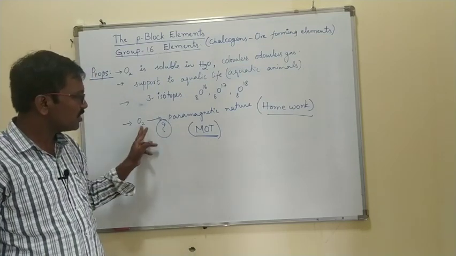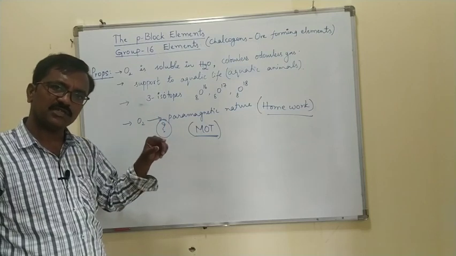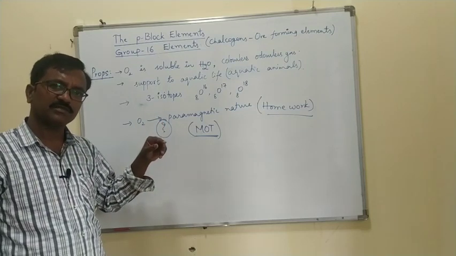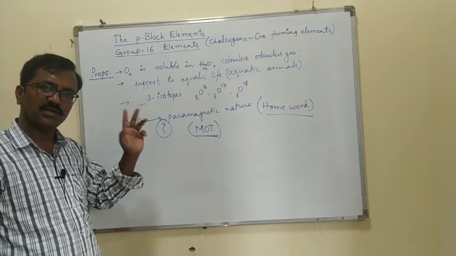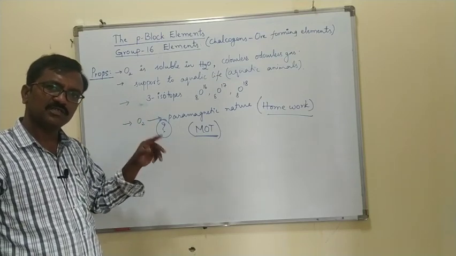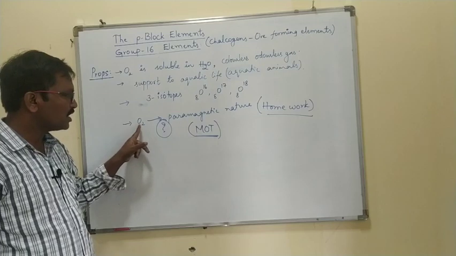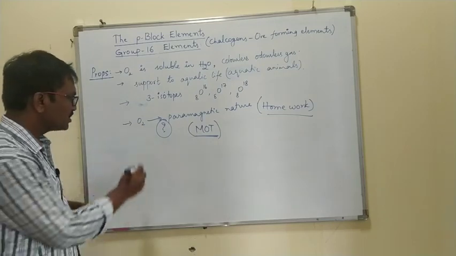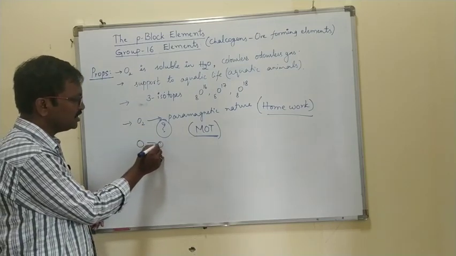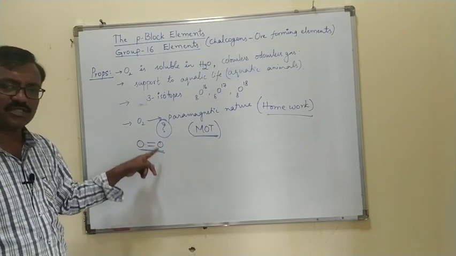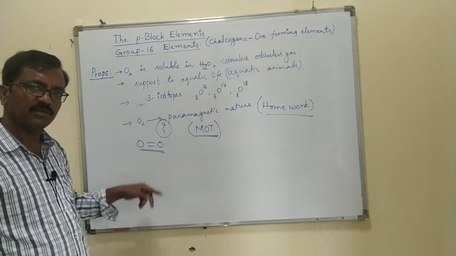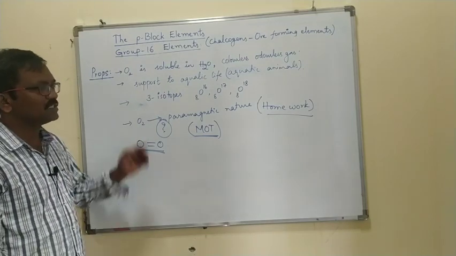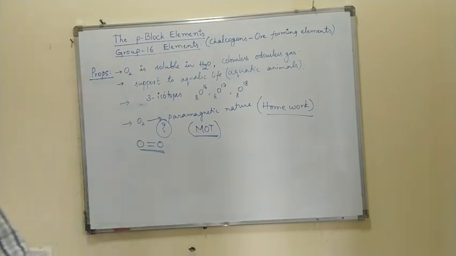Based on that, oxygen is paramagnetic, whereas nitrogen is diamagnetic. What is the bond order? Oxygen bond order is 2, nitrogen bond order is 3. Due to bond order 2, how many bonds are in between the oxygens? 2 bonds. Bond order is 2, right? So between 2 oxygens, there are 2 bonds. These are the properties.